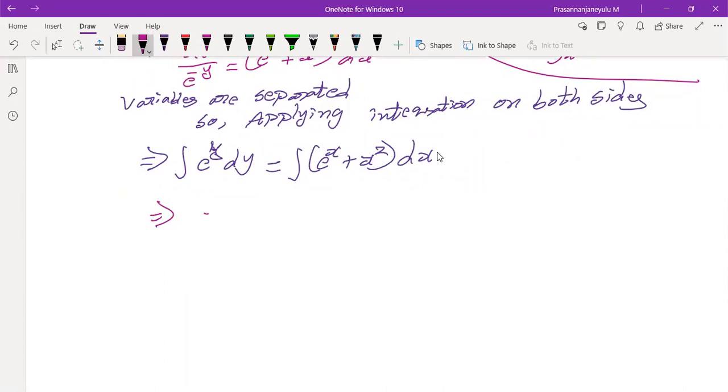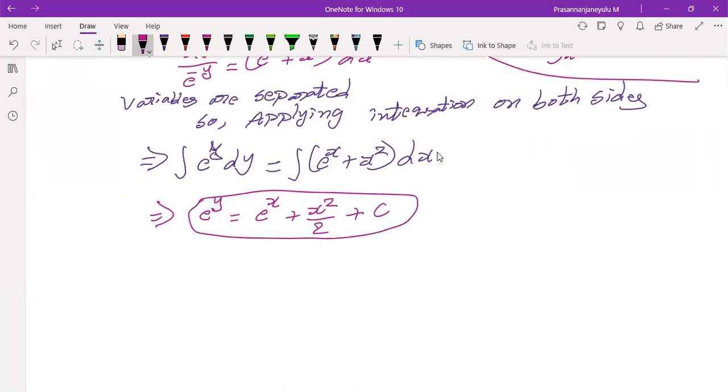So what is integration of e power y? E power y is equals to integration of e power x with respect to x, e power x, plus integration of x square with respect to x is x square by 2. Completed integration, so plus c. This is our required solution of given differential equation. Sir, integration of x square is x cube by 3, sir. Yes. Good. So x cube by 3 plus c is required, not the solution.